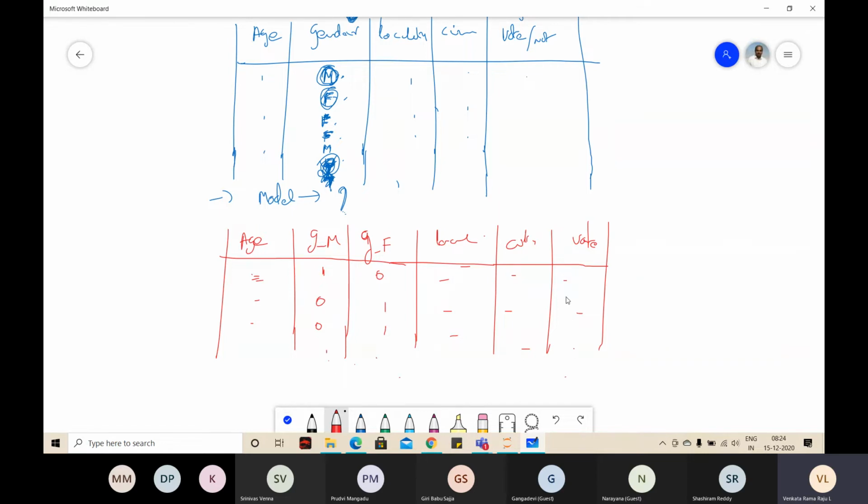Now, if you look at gender male and gender female, are they strongly correlated? If yes, what is the correlation, positive or negative? Inverse, negative correlation. When you calculate the correlation between these two columns, you will get -1.